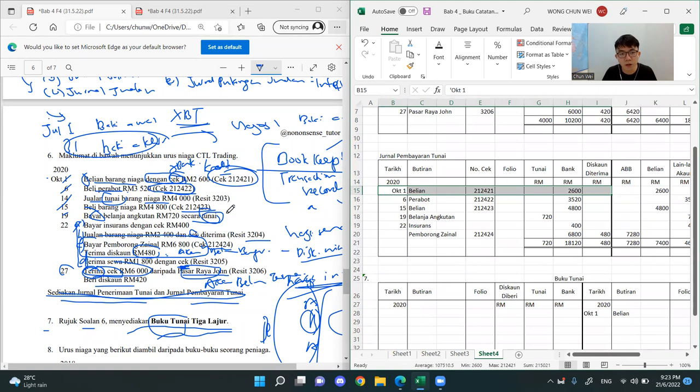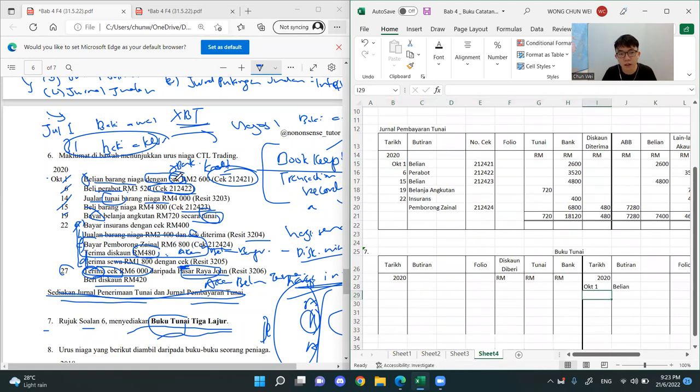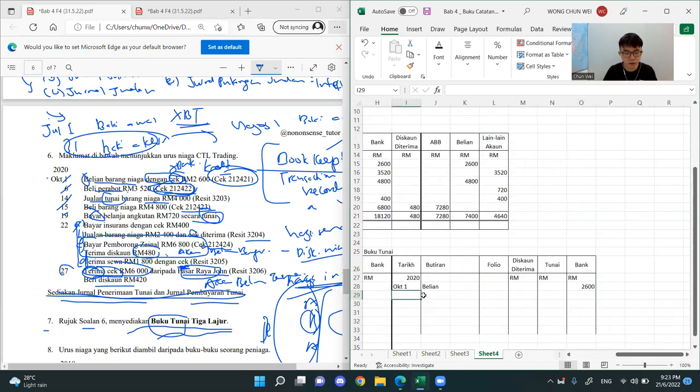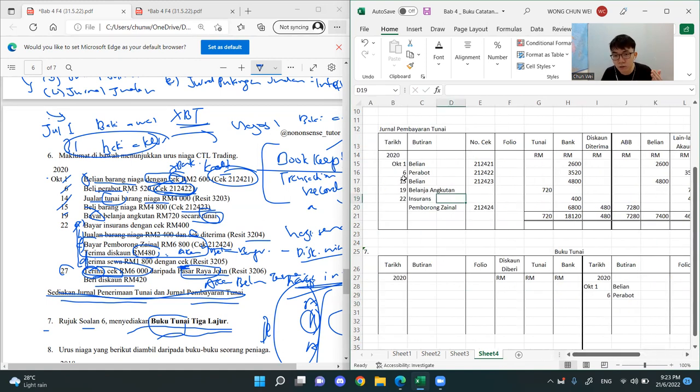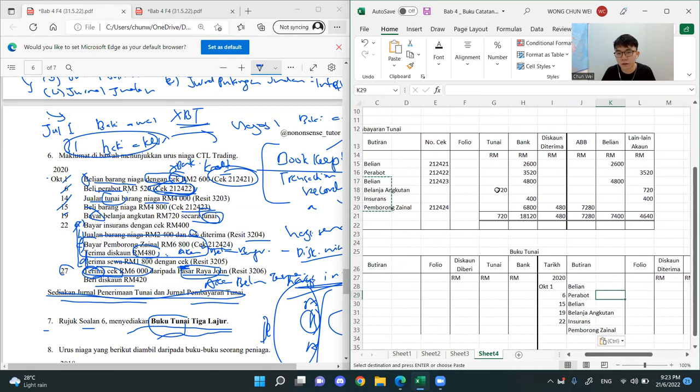Then after that, beli perabot. You beli perabot dengan cek. So same thing. So you credit here 6. Then apa yang beli? You beli perabot. So is it using cek or tunai? Cek. So bank. So this is 3,520. Bum bum. So this is the same thing. Can you see that? So actually, we can straight away copy and paste. Because it's the same thing. Like that. And then the figure.